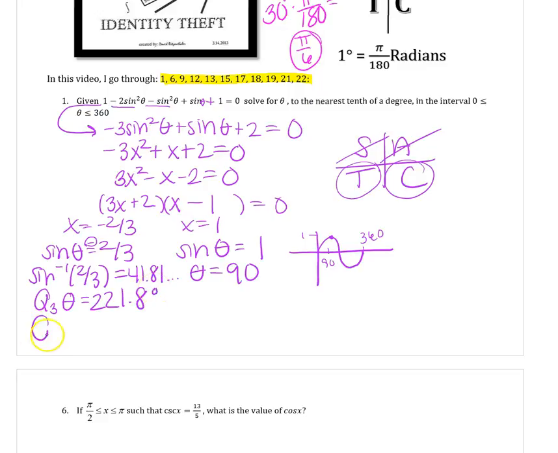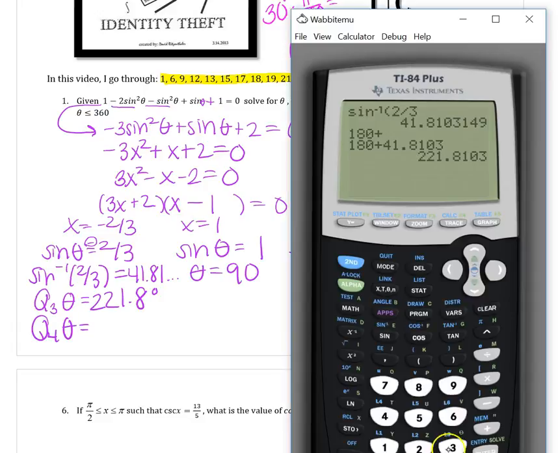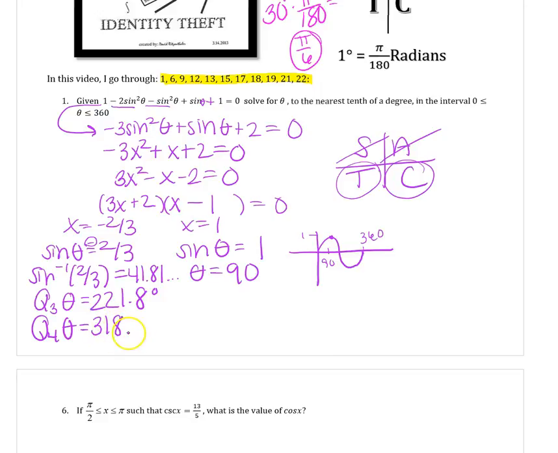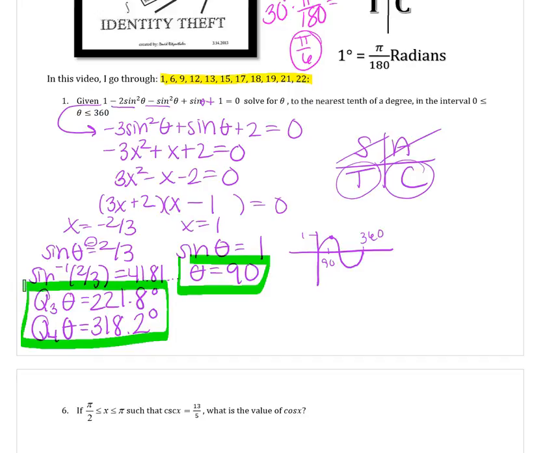That's the first one. Our quadrant 4 angle would have to be 360, take away the reference angle. So to the nearest tenth, 318.2. Okay, so all in all, your answers are 90, 221.8, and 318.2.